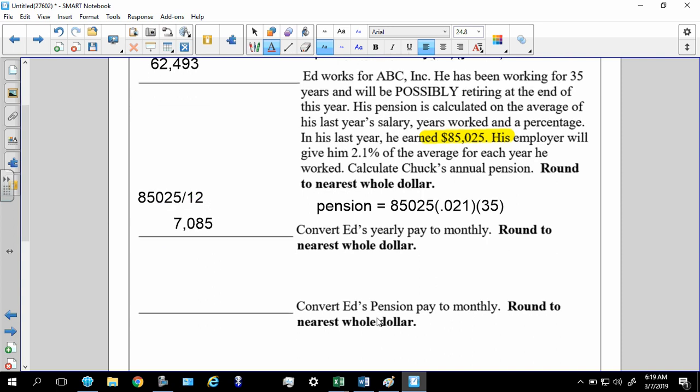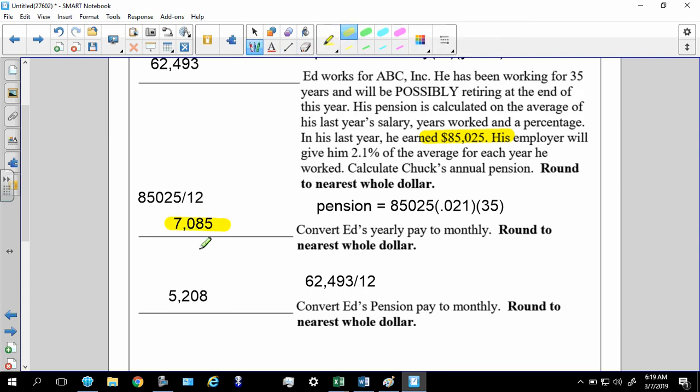Now, let's try to figure out how much he will be making when he's actually retiring, or in retirement. So convert Ed's pension pay. Well, his pension pay was what we just saw for 62,493. I'm going to divide that by 12. And I'm going to round to the nearest whole dollar, and I get 5,208. So he's obviously, if he was making 7,000, now he's making 5,000. That's very much a pay cut.